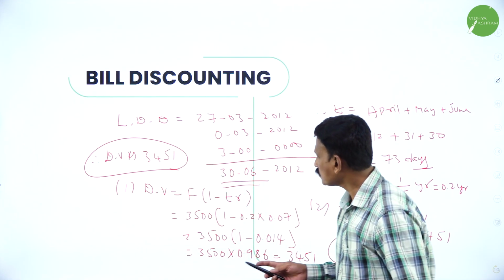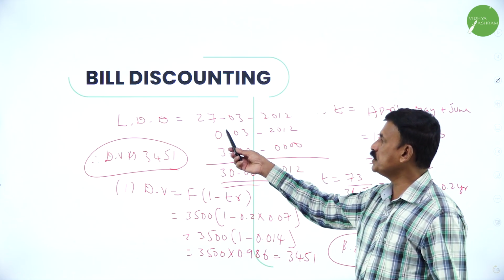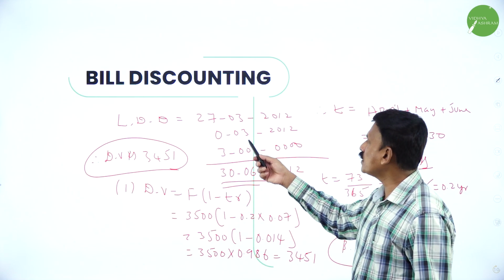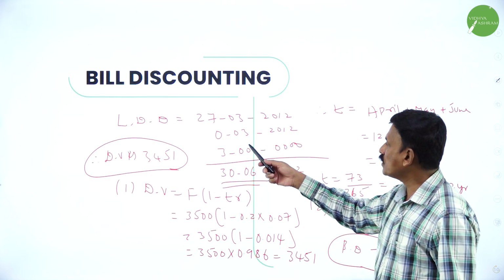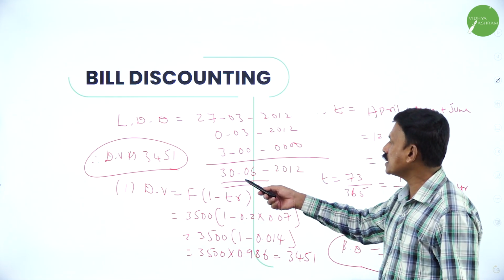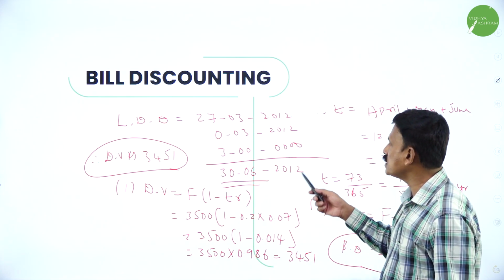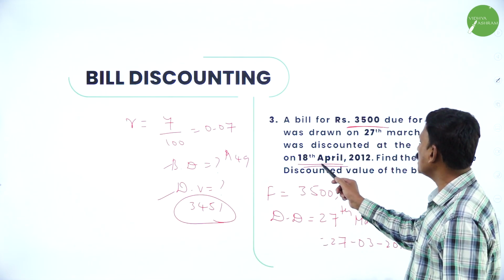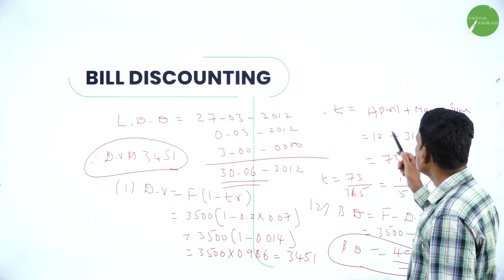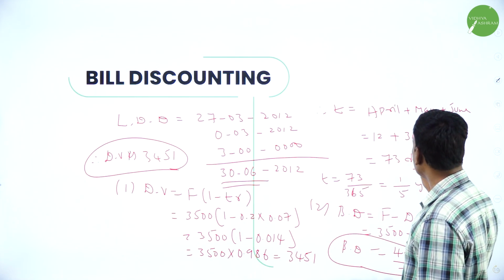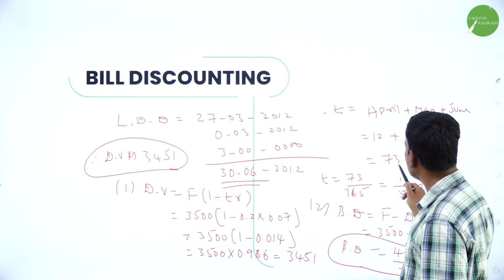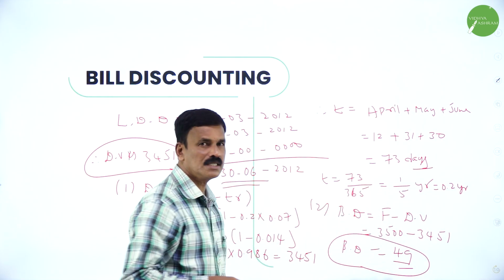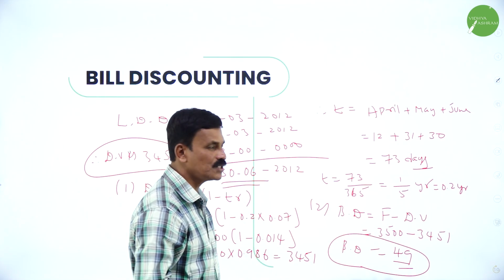So here, the legally due date is 27/03/2012 for 3 months, then with the grace period of 3 days, that is totally 30/06/2012. The discounting date is 18th April 2012. 12 days in April plus 31 days in May plus 30 days in June, totally 73 days. So T is equal to 73 by 365, that's nothing but 0.2 year.